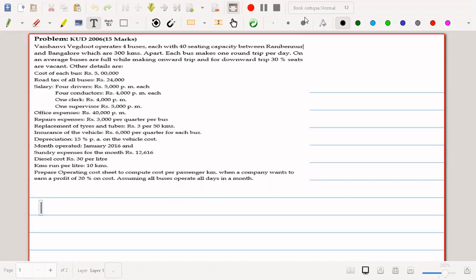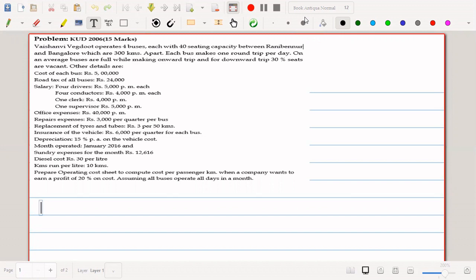Vaishnavi Vegdut operates 4 buses, each with 40 seating capacity, between Ranebennur and Bengaluru, which are 300 kilometers apart. Each bus makes one round trip per day. On an average, buses are full while making the onward trip, and for the downward trip, 30% seats are vacant. Other details are: cost of bus rupees 5 lakh, road taxes of all buses rupees 24,000, and salaries. They have given all the details here: 4 drivers, 4 conductors, 1 clerk and 1 supervisor. Per month details are given here. We'll see how to take it.